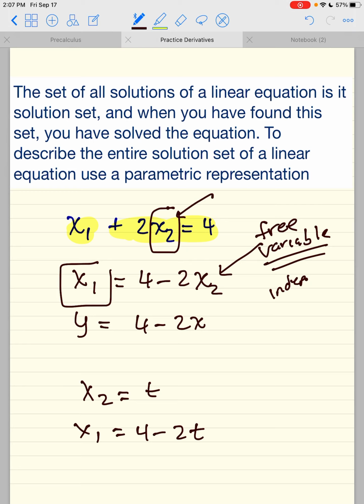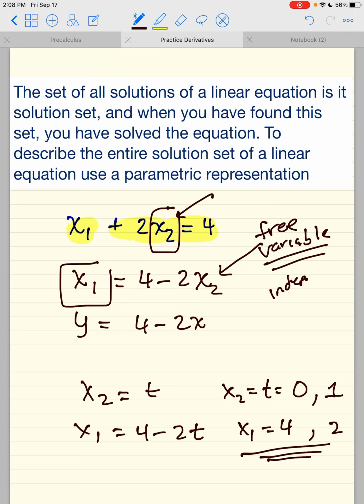And what we did there was represent it parametrically. And then whatever you choose for t, let's say you want t to be 0, right? So that's x2. Then x1 will be 4 minus 2t, which is 4. So basically it's based off of whatever you want t to be. So if t was 1, then x1 is going to be 2. And that way it's much easier to come up with the solution.